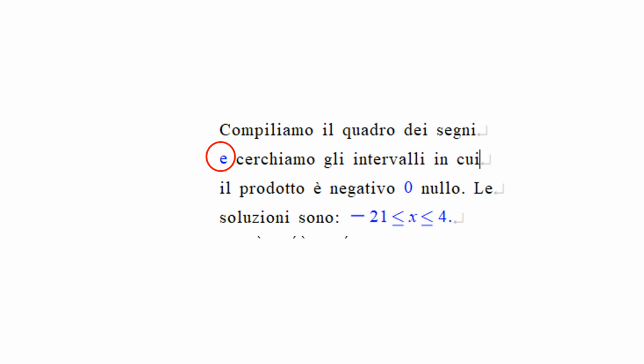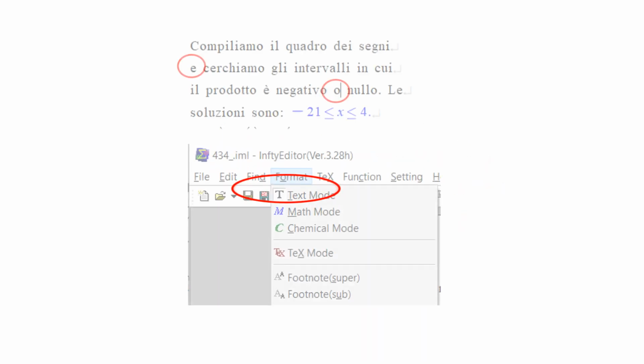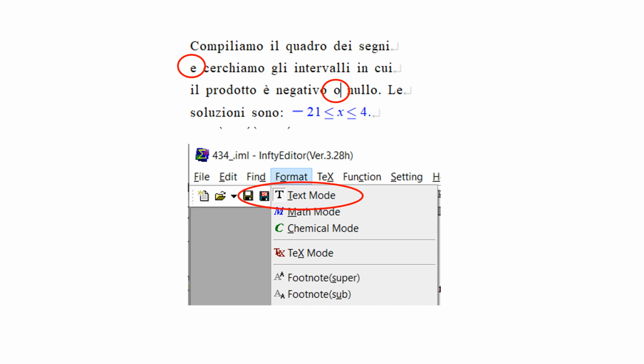For example, note how the character E must be transformed into text. To do this, select the element in question and from the Format menu we will choose the text mode item. After this operation we will notice that the letter E will have become black. It is possible to perform these actions also using the keys in charge, which are particularly useful when it is necessary to make many changes.